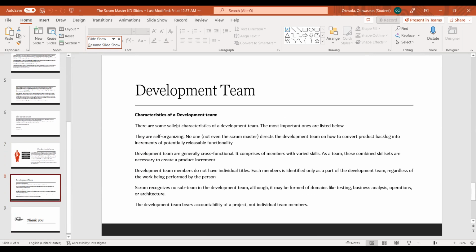So like we said, they are self-organizing. They don't need anybody to control them. They don't need anybody to enforce anything on them. They don't need anybody to manage them. They are self-organizing, right? So development teams are generally cross-functional.